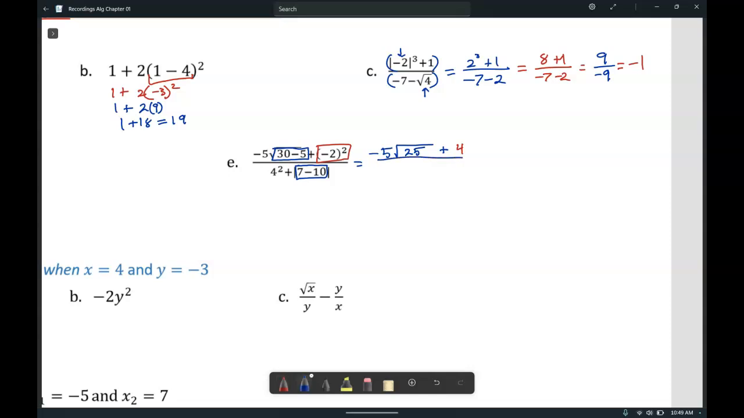All of this will be over. We can take care of the next exponent here at 16.